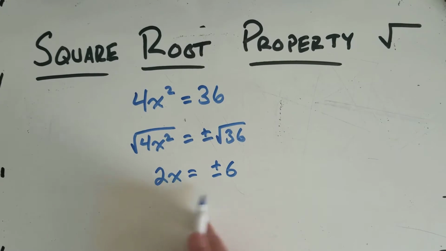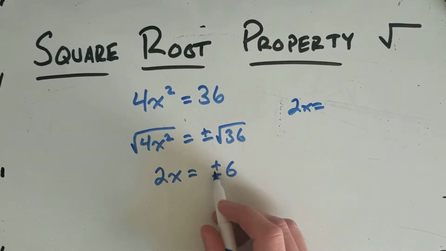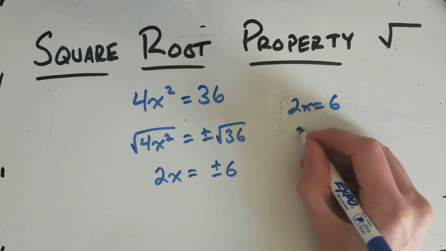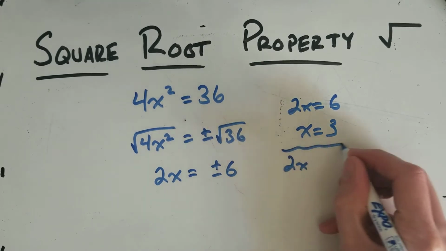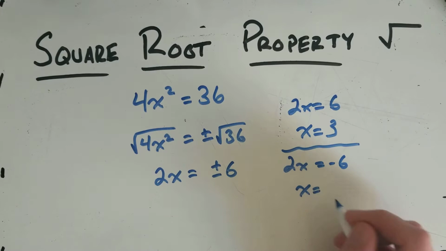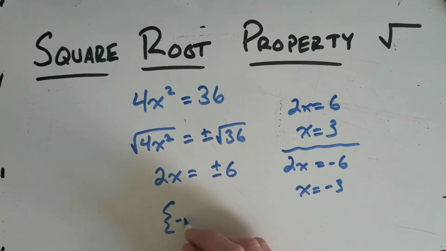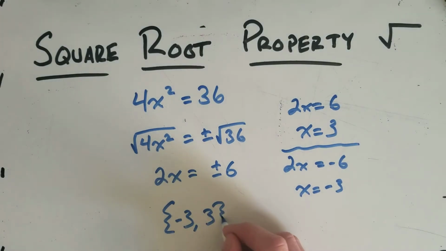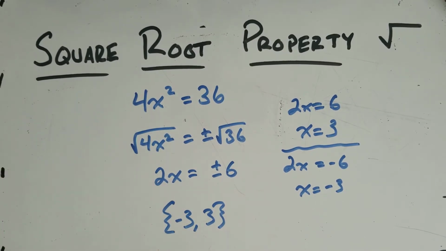So now we kind of have two cases here. You have the case that 2x equals +6, in which case x equals 3. Or you have the case that 2x equals -6, in which case x would be -3. So our solution set would be -3 and 3. Those are our possible solutions here. You could always check by substituting back into your original equation, but here's how you can use the square root property. Take the square root of both sides.